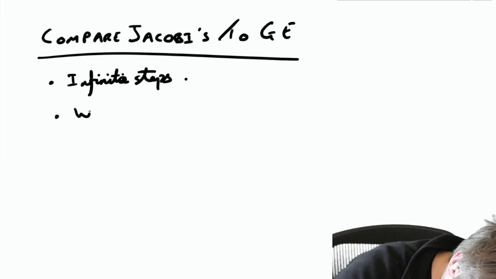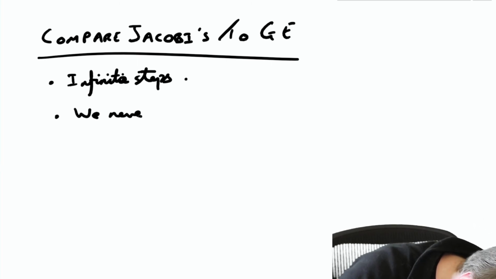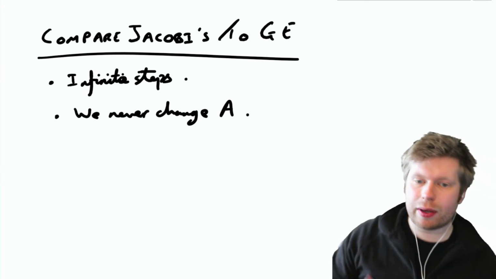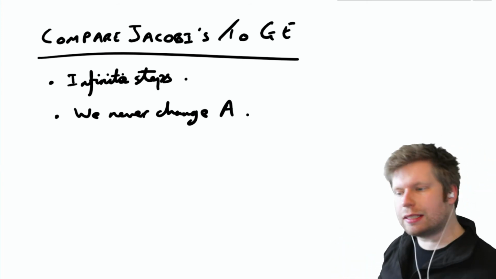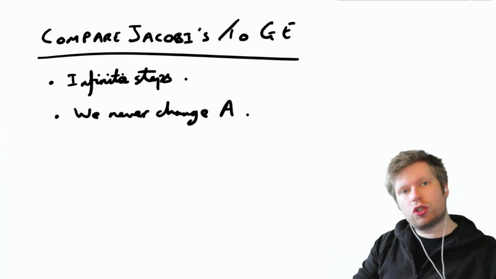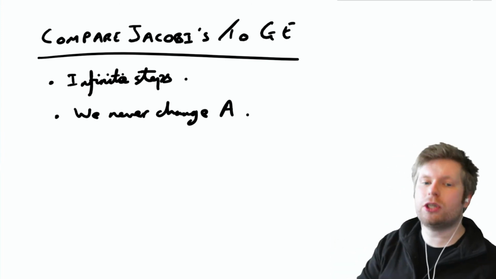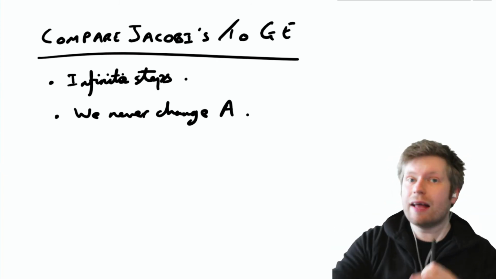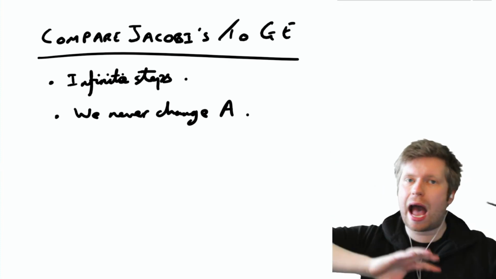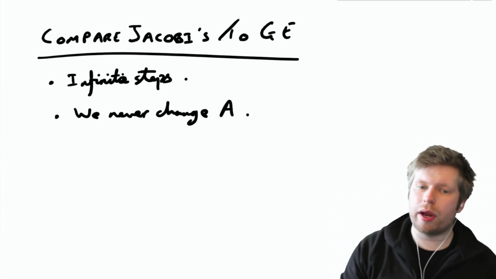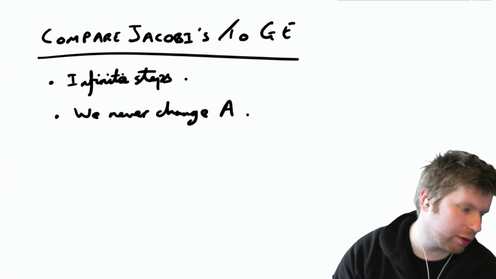For example, we never change the coefficient matrix A. Now again, we've discussed with the cost of Gaussian elimination that the way we store sparse matrices is generally to just store the non-zero elements and their positions. Because in Jacobi's method we're never actually changing that matrix, that's fine. We never need to think about how we're storing things, we never need to update the storage at all. So we don't need to worry about changing A with Jacobi's method.